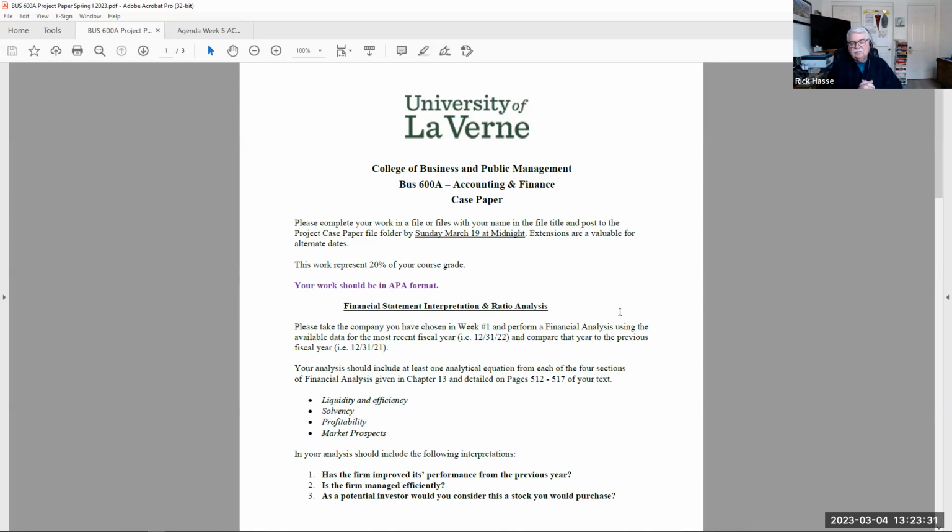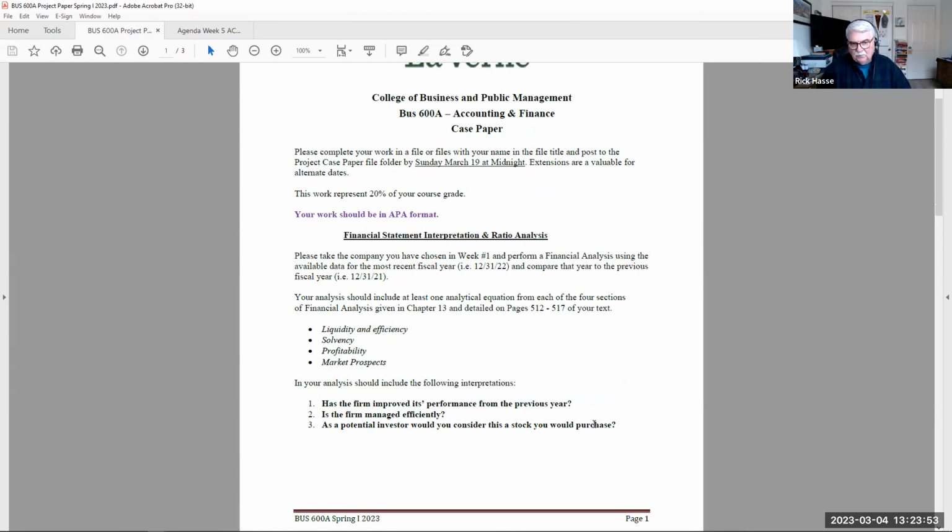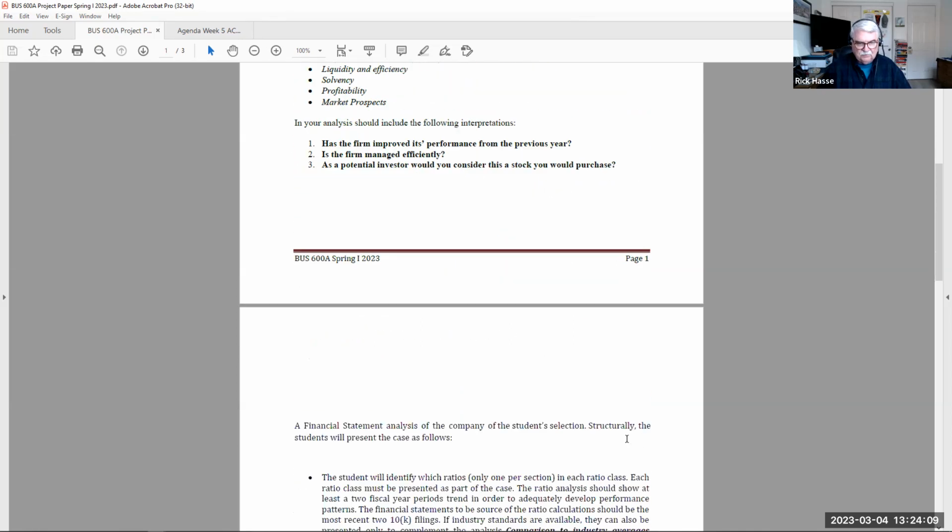Now, if you remember, in our study earlier this week in week 5, we talked about financial statement analysis: liquidity, solvency, profitability, and market perspective. And these are on pages 512 to 517. You are to pick one equation from those, and I'm going to show those to you in just a minute. And then you're asked to interpret those and answer the following questions. Has the firm improved its performance from the previous year? Is the firm managed efficiently? As a potential investor, would you consider this a stock you would purchase? That's the basis of your analysis to answer those 3 questions.